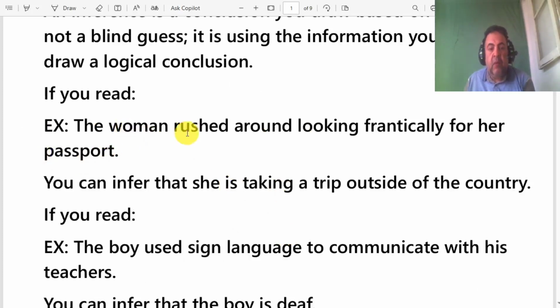Okay, here are some examples of what I mean. Example number one: the woman rushed around looking frantically for her passport. Okay, a woman rushed around to search for her passport. So what can you infer? Okay, work with me. You can infer that she is taking a trip outside of the country. She is traveling abroad because she is searching for her passport. She needs it badly, so she is planning to travel outside the country.